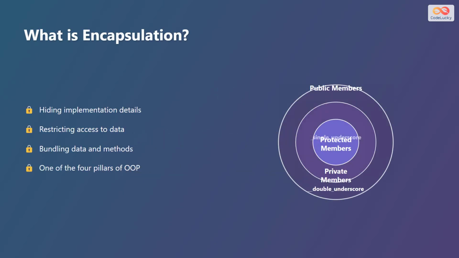So, what exactly is encapsulation? Encapsulation is hiding the internal implementation details of a class and restricting direct access to its data. It involves bundling the data, which are attributes, and the methods that operate on that data into a single unit, which is a class. Encapsulation is one of the four fundamental principles of object-oriented programming, or OOP, the other three being inheritance, polymorphism, and abstraction. You can see that the private members are enclosed inside protected members, which are in turn enclosed in public members.